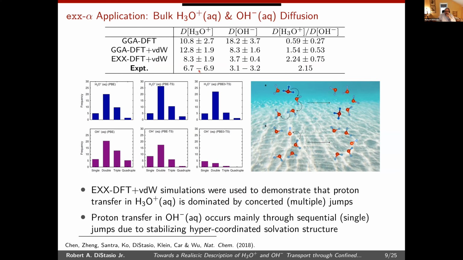You do it with GGA, you get the inverse, right? You get a 0.6 ratio, where the hydroxide is 18 and the hydronium is 10 or 11. If you add some van der Waals, you get a little worse for the hydronium, but you get significantly better for the hydroxide.